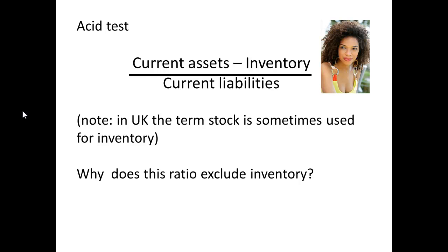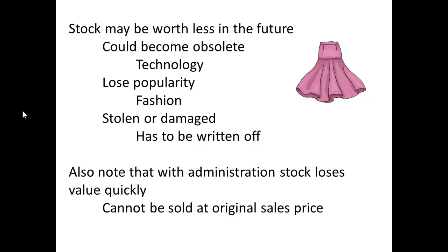The acid test is current assets minus inventory divided by current liabilities. In the UK, you might note we use the term stock instead of inventory, but by and large you will find most countries will use the term inventory. So, why does this ratio exclude inventory? Well, there are a number of reasons.